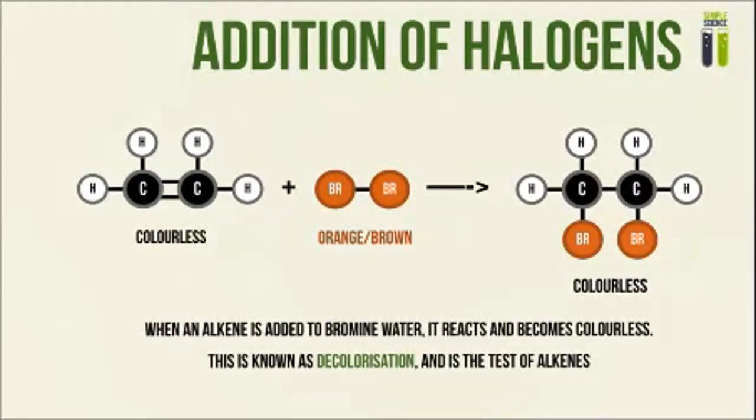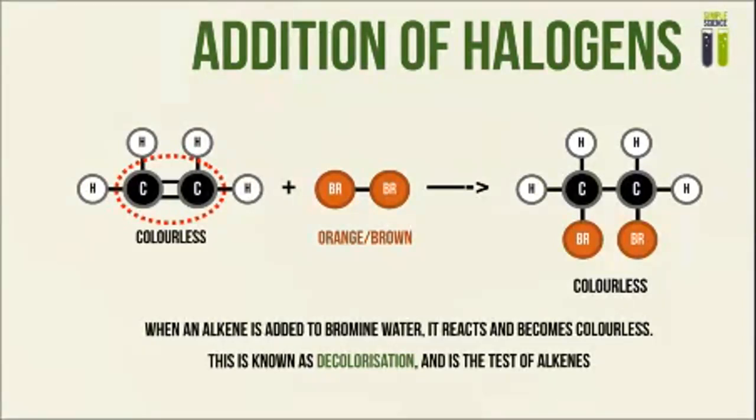And this is a very, very important visual test for the presence of alkenes. So how do we test for alkenes? All we've got to do is pour it into a solution of bromine water, and then it will decolorize.